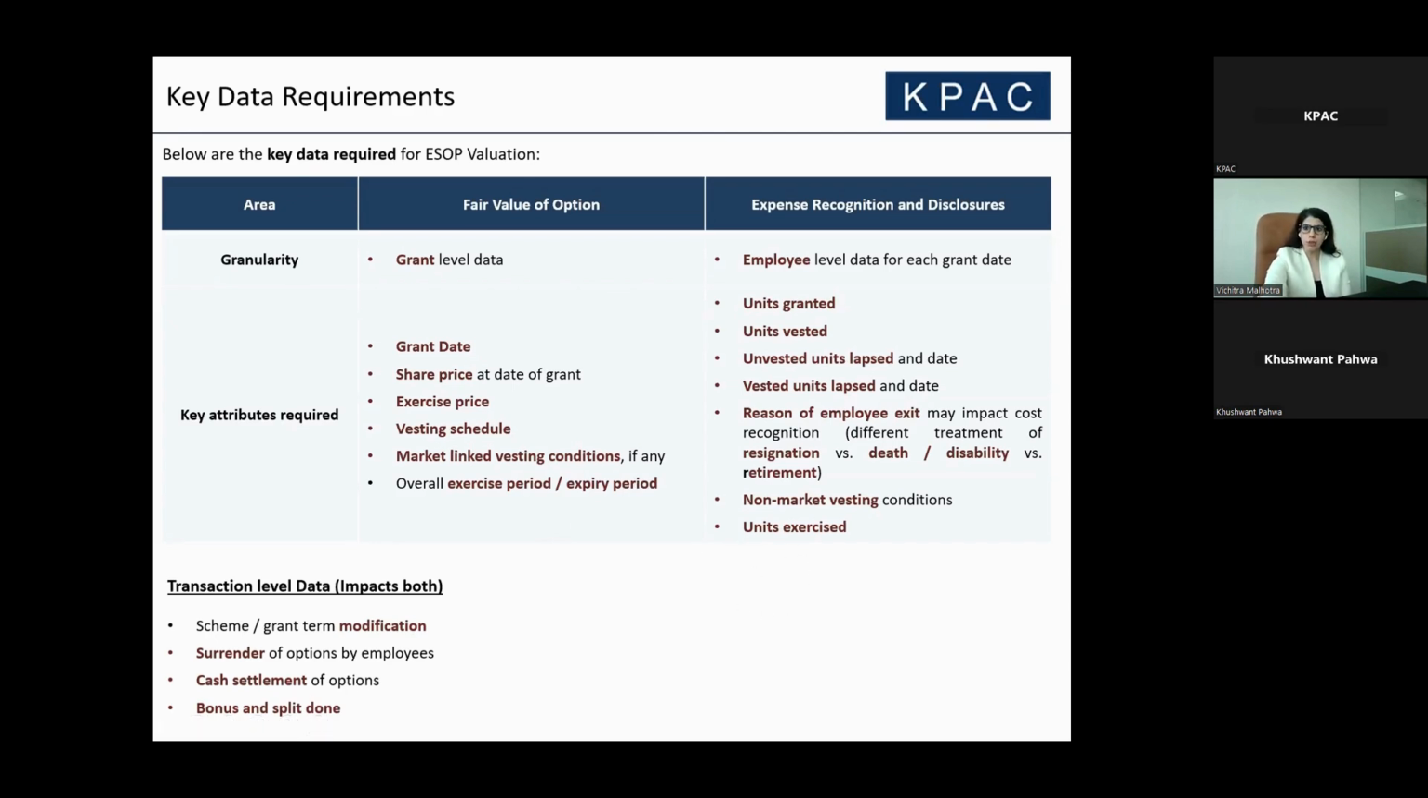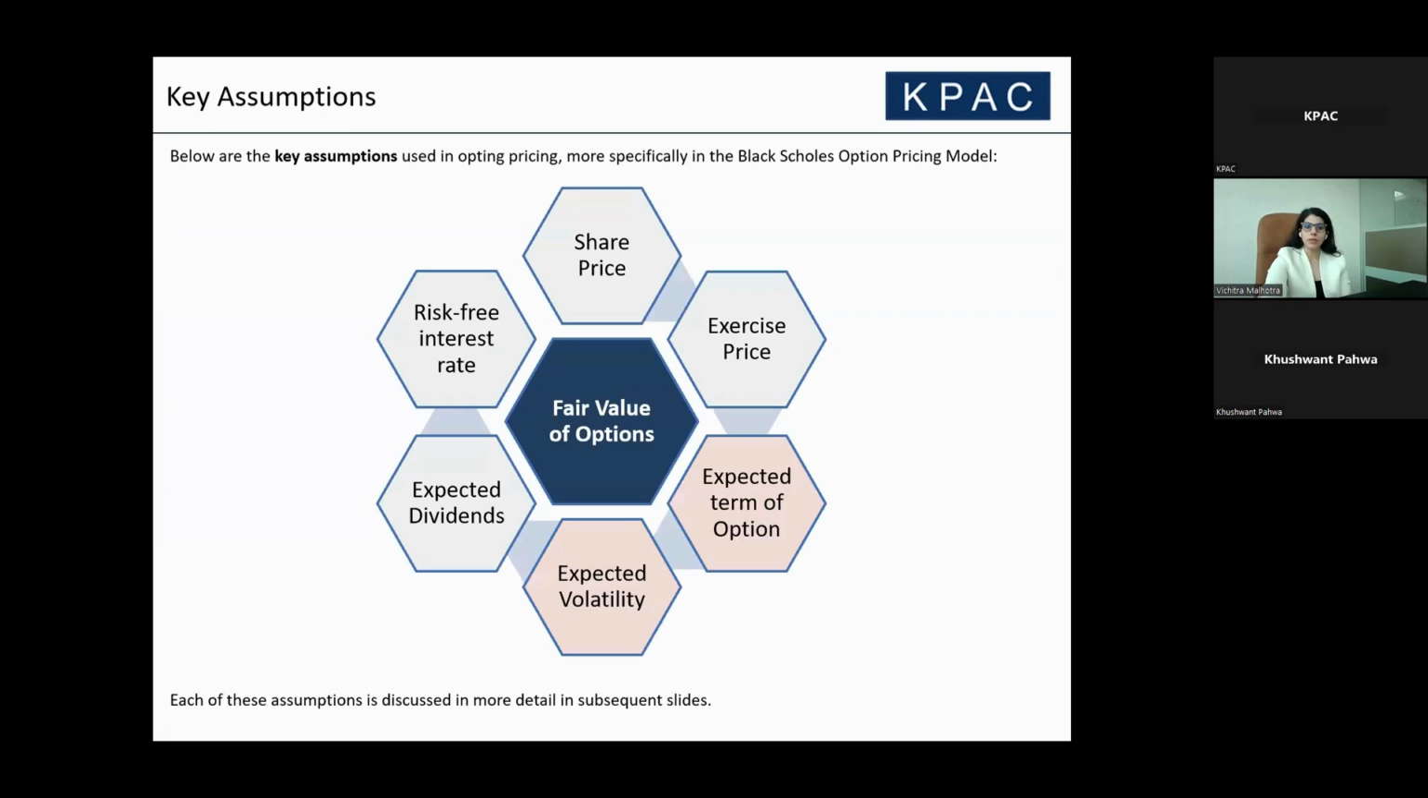Those are the key data requirements. With that, I will go into the key assumptions which influence your fair value of option. As Khushwant highlighted earlier, fair value of option entails setting 6 assumptions. There is share price at the date of grant. There's exercise price, expected term of option, expected volatility, expected dividends, and risk-free interest rate.